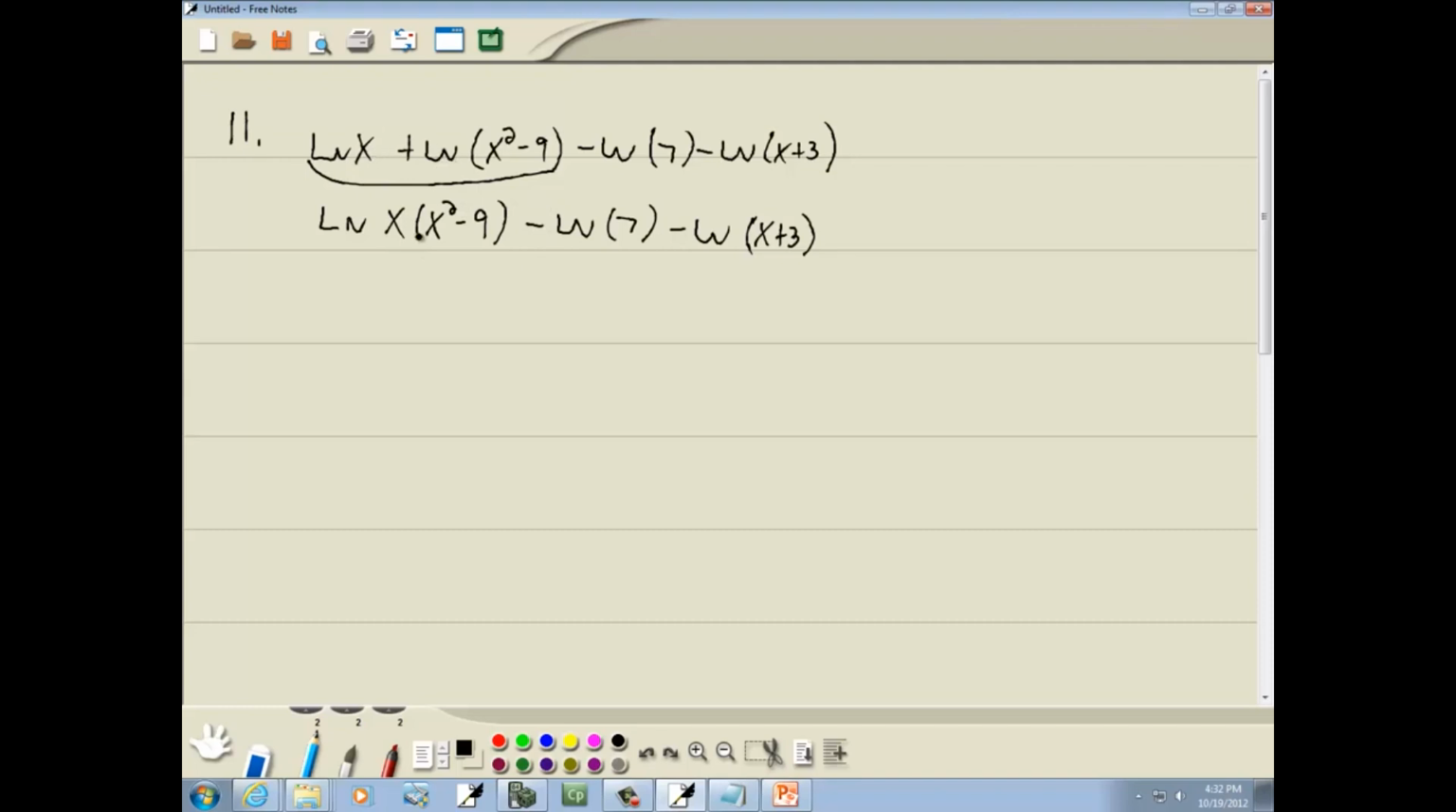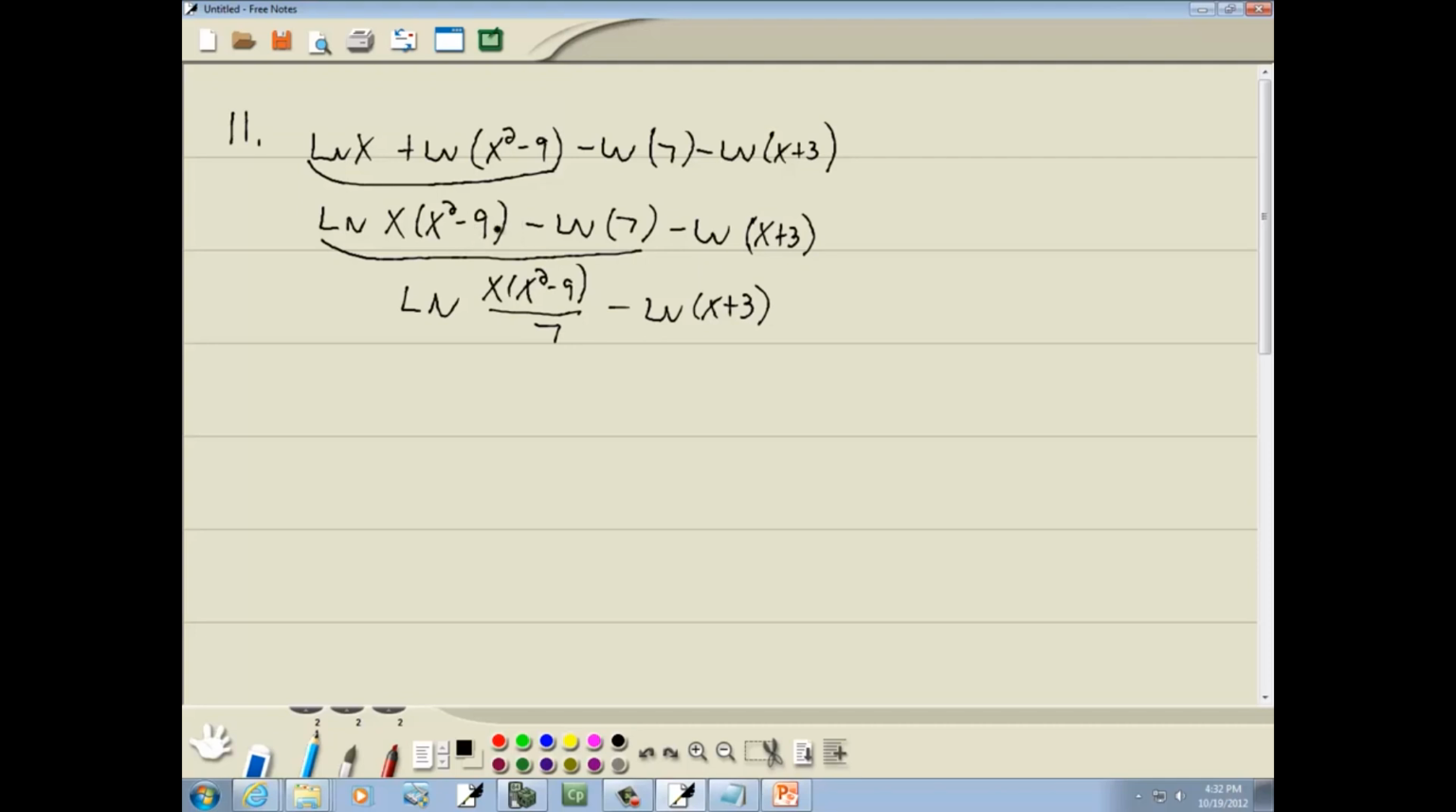Anyway, addition becomes multiplication. So x times x squared minus 9. Okay, let's do the next one. Here we got log of something minus log of something. Well, that becomes division. So we got natural log of x times x squared minus 9 over 7, minus natural log of x plus 3.